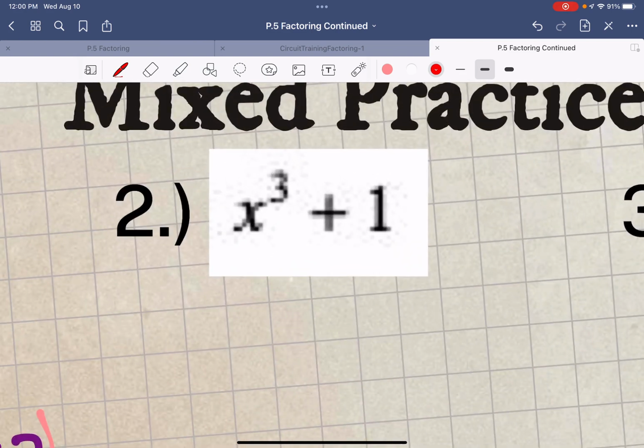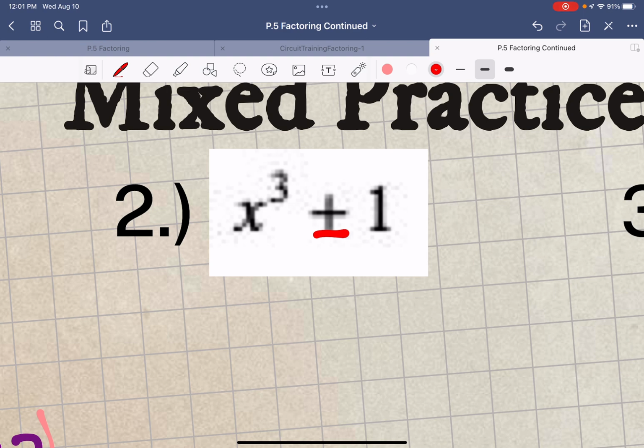All right, let's look at this one. Is there a greatest common factor? No, there's not. Okay, how many terms? There's 2. All right, the next thing I ask is, is it a difference of squares? I can say no very quickly because I see that it has a plus sign. So no, is it a sum or difference of cubes?